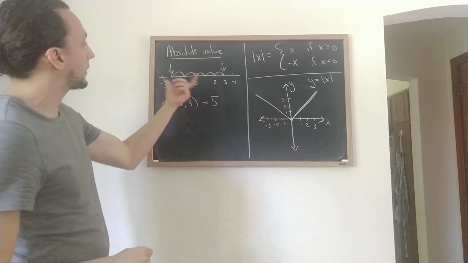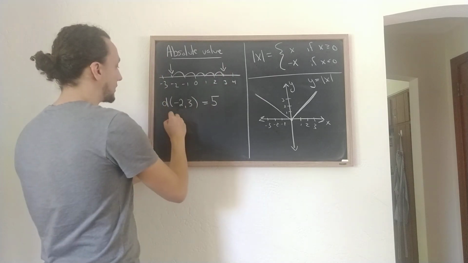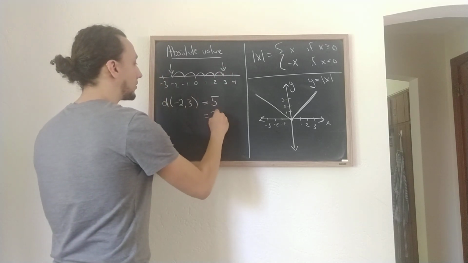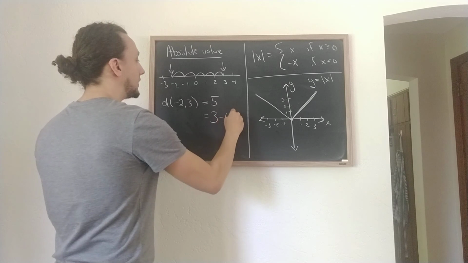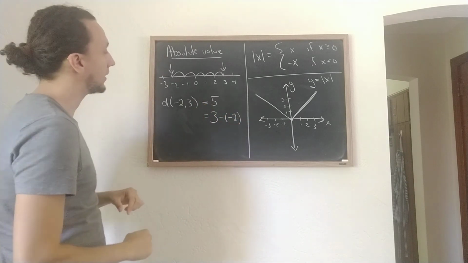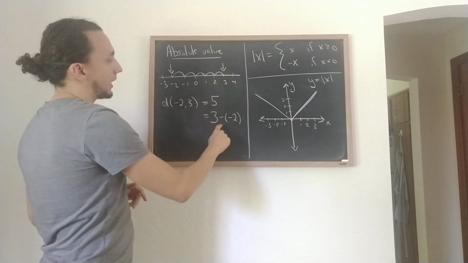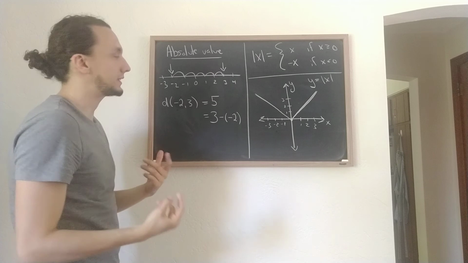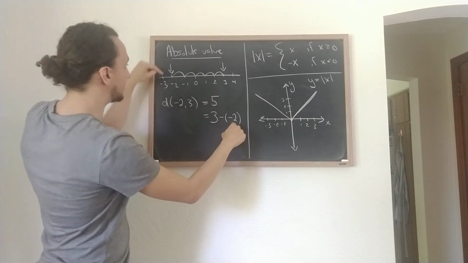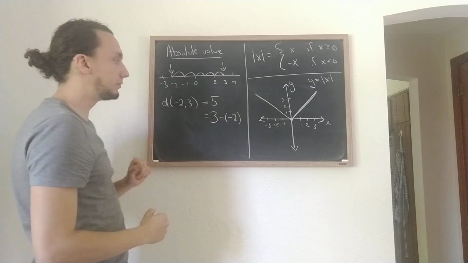Okay, and you can see that what I really did here to figure out the distance between these two numbers is I took the bigger one, 3, and I subtracted the smaller one, -2. That gives me 5. Okay, that's what a difference does. When you subtract something, you're saying 3 minus -2 is like saying how much do I have to add to -2 to get up to 3. And that's why I get the distance between them.